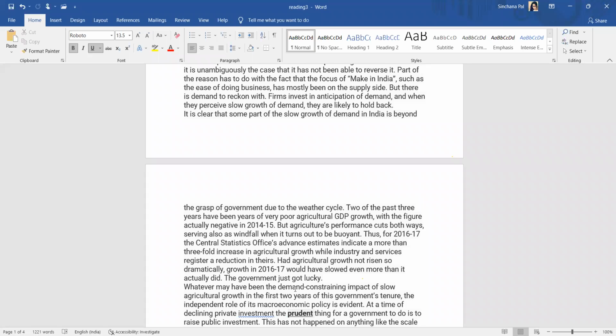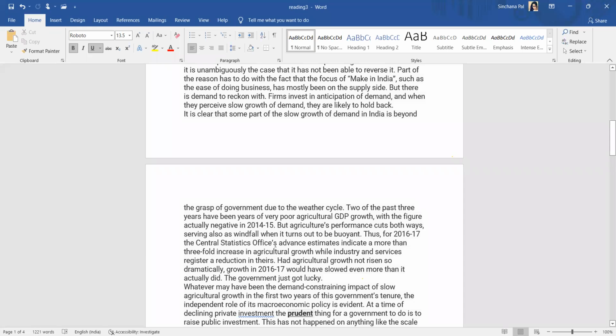But agriculture's performance cuts both ways, serving also as a windfall when it turns out to be good. Thus, for 2016-17, the Central Statistics Office's advance estimates indicate a more than threefold increase in agricultural growth, while industry and services register a reduction in theirs. Had agricultural growth not risen so dramatically, growth in 2016-17 would have slowed even more than it actually did. The government just got lucky.